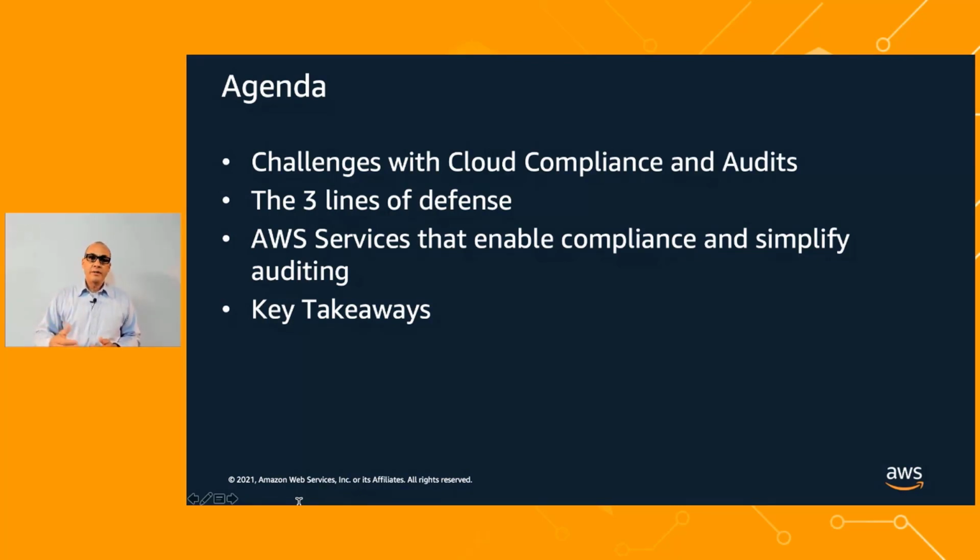Then we're going to go into a concept that's called the 3 lines of defense. And you will see how this concept helps to understand how our services come together to help you with compliance and auditing. Then we're going to do a deep dive into some of these services, show you how they work, show you how you can define the controls that are going to produce the evidence that you need, and how you can automate the process to collect all the evidence you need. And then at the end, we're going to talk about some key takeaways, things that we've learned, and what you can do to continue learning about this topic.